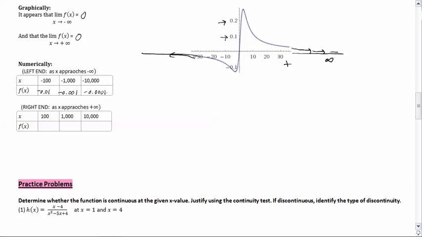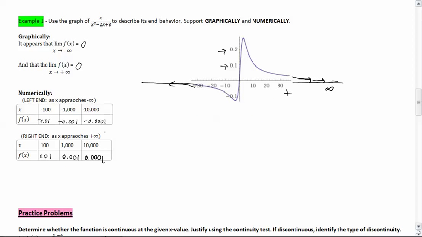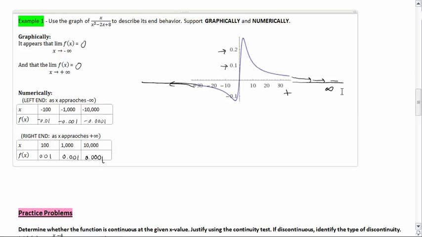The right end, same thing happens, except we have positive numbers, but we are getting closer and closer to 0. So to describe its end behavior, we would say the limit approaches 0 from both the left and the right. So this would be your answer.